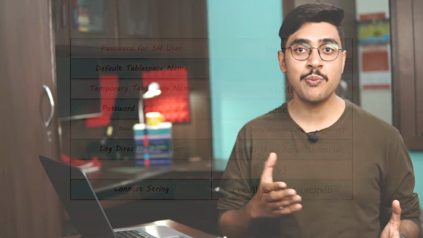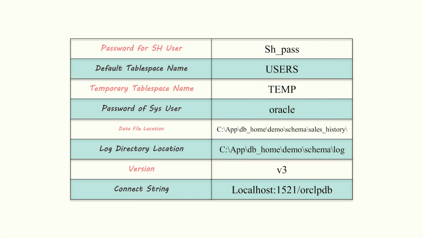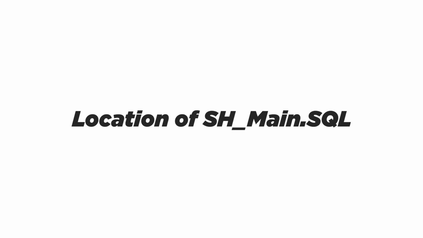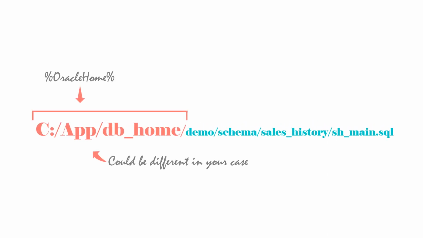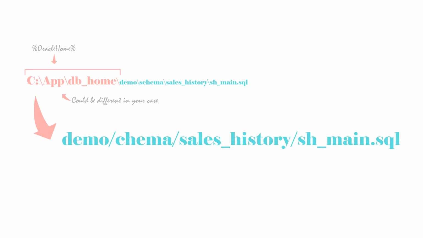Right on your screen are the possible values for all these parameters that I will be using for installing the sh schema. Let me quickly explain it to you. But if you are in a hurry, then you can jump onto the timestamp that is flashing on your screen. Location of sh_main.sql script. In my case, the location path of this script is this. But the first half of this location path is the DB home. For SQL compiler, the default search location for any script is the DB home. Thus, we don't need to specify this part. Therefore, the location path will look something like this.